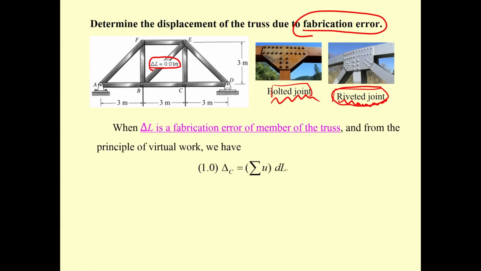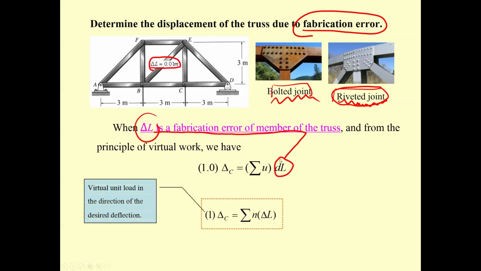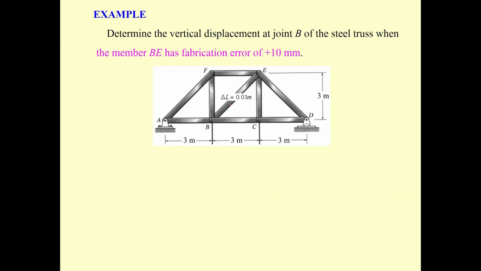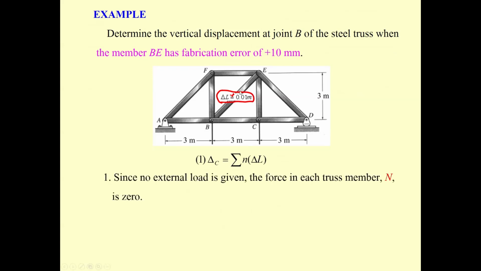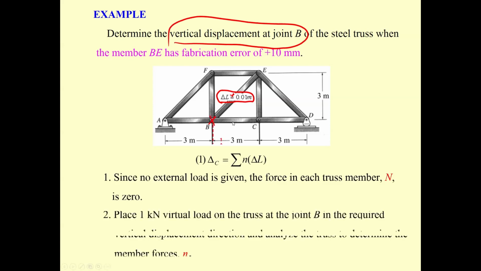If it is the delta L fabrication error, just put it over here. Very simple. From the previous one, do the same thing. Put 1.0 unit load at the point in a given direction and then compute the small n. If the member is too long, this is positive. You compute the deflection at point B, with a unit load.